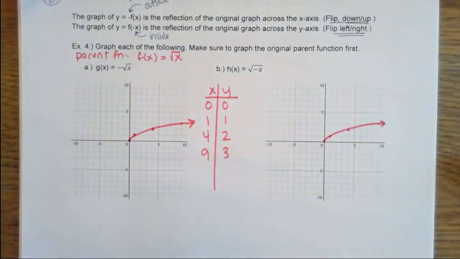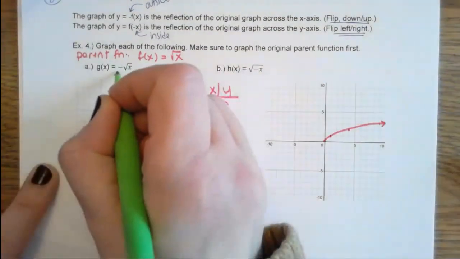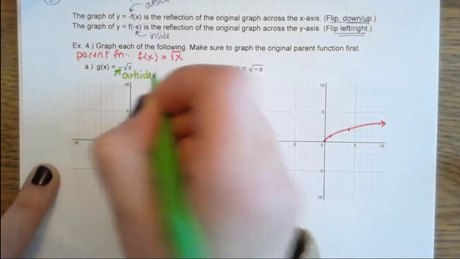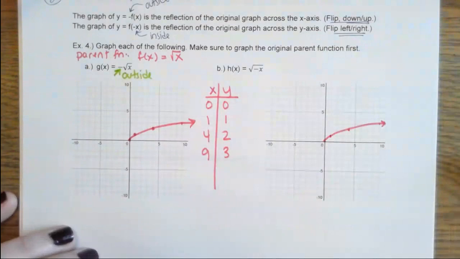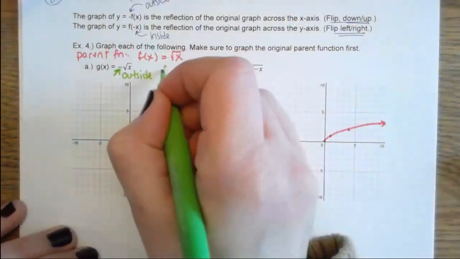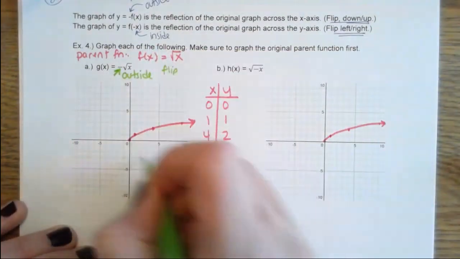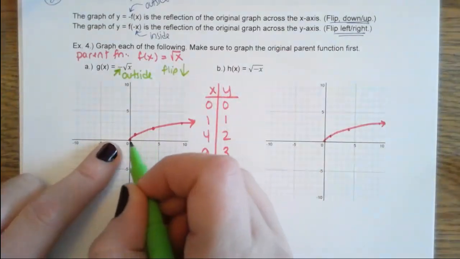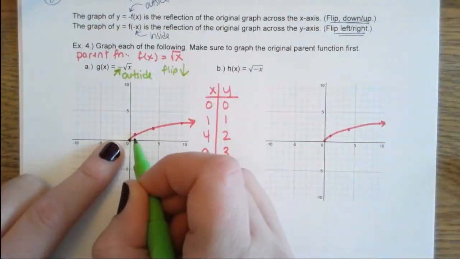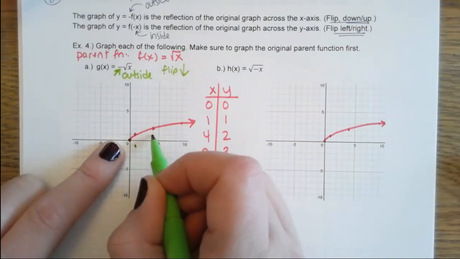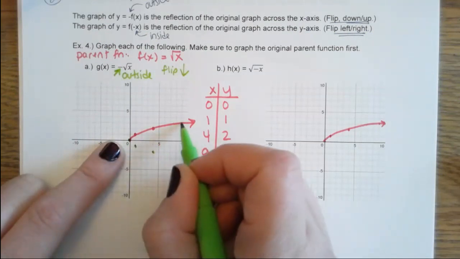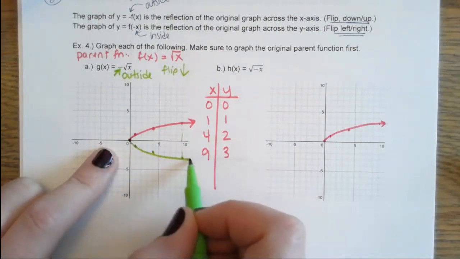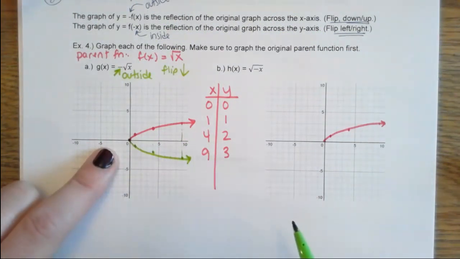Now think about your differences. Here, see how this negative is outside the root? This is an outside change. So outside changes are always up and down. So we're going to end up flipping this from up to down. So you're just going to mirror over that x-axis. So the (0, 0) stays the same, but this one comes down 1. Here I'm going down 2, and here I'm going down 3. So I'm just counting the same number of spaces.